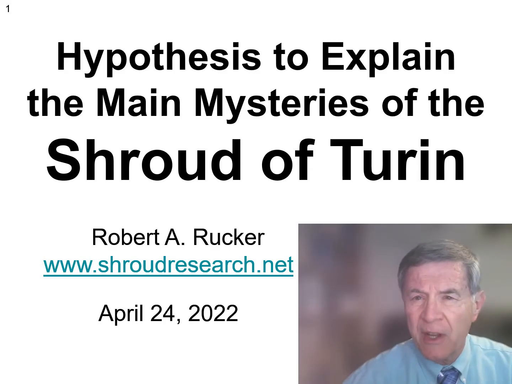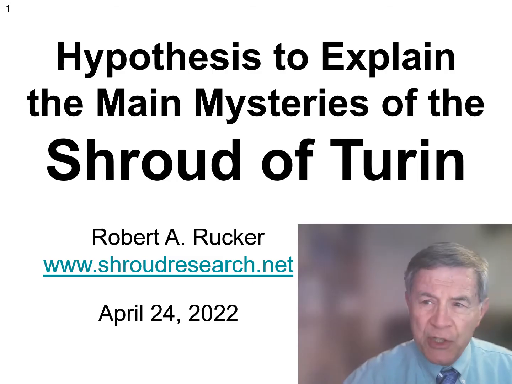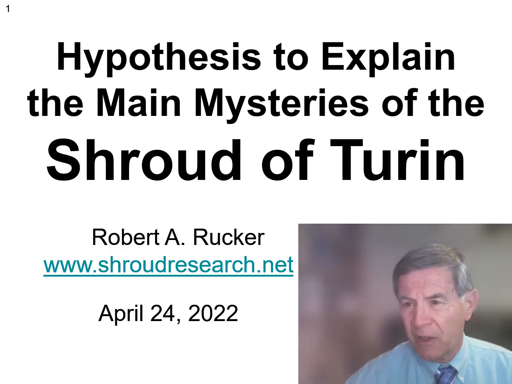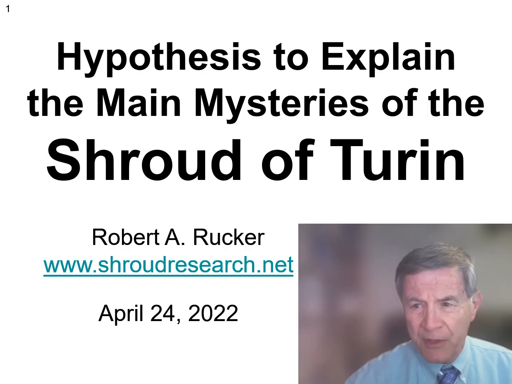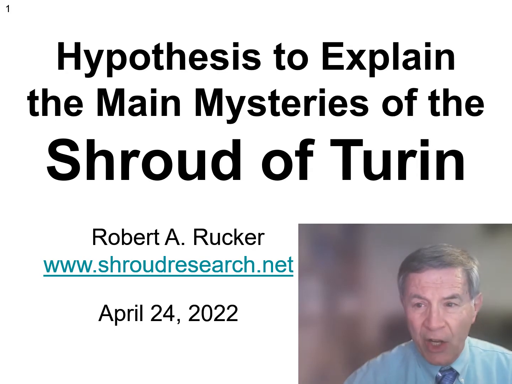Hello, my name is Bob Rucker, and this is a slide presentation on one of the most mysterious and potentially important artifacts in human possession, the Shroud of Turin. In the first 19 slides, I will explain what the shroud is, the images that can be seen on it, and other general issues related to the shroud. Then, starting with slide 20, I will discuss my hypothesis to explain the three main mysteries of the shroud: how the images were formed, the carbon dating of the shroud, and why the blood that would have dried on the body is now on the shroud.